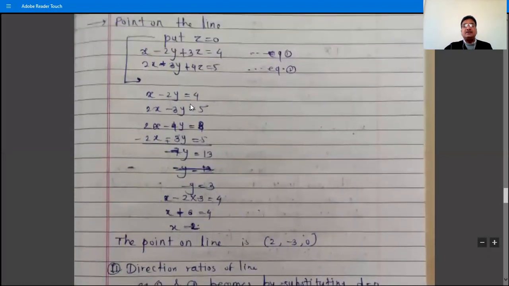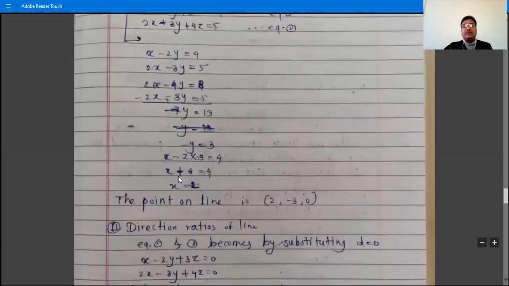And substitute y as minus 3 in equation 1. So we have x plus 2, x minus 2, so this is plus 6. After shifting to the right, it is minus 6, then x is minus 2.